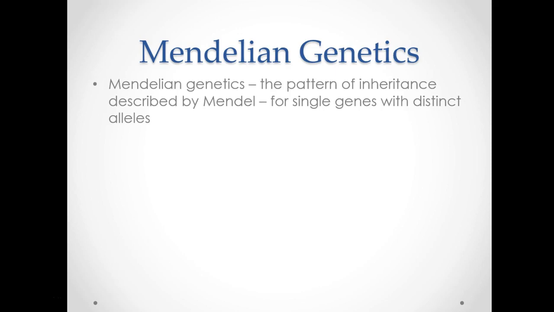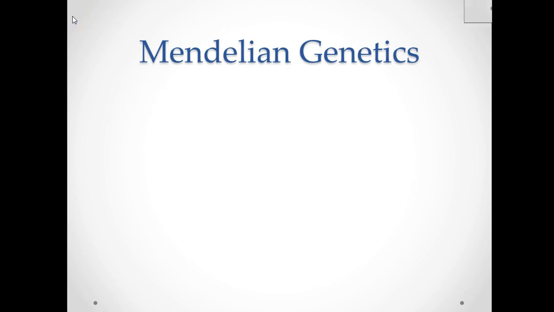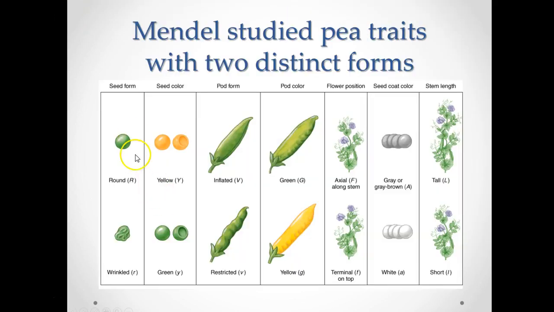And what also made it very simple is that for these traits, there were only 2 forms or alleles. So if you remember, an allele is a form of a trait. So in the case of the table that we just saw, these are different alleles. So for seed form, you have a round allele and a wrinkled allele. So 2 different forms of this gene. You have a yellow allele and a green allele.